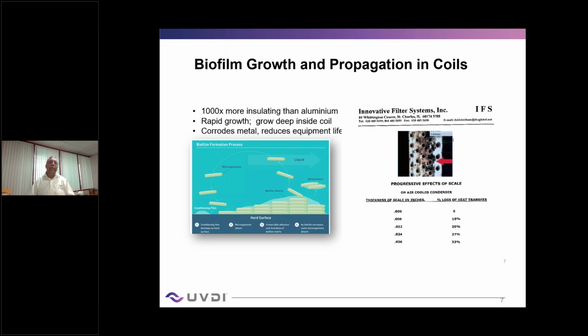The other thing you need to notice is that biofilms are really more insulating than standard aluminum, your coil material. They're 1,000 times more insulating. That means the heat transfer capability of biofilms is very poor compared to aluminum. So there's a direct impact on heat transfer. The table on the right is basically showing the loss of heat transfer as the thickness of your biofilm or your scaling increases. So it's a question of time before these biofilms keep growing and start affecting your energy.